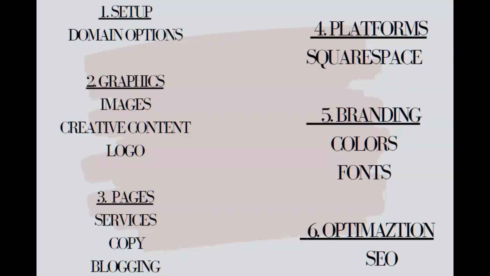Platforms is a category. I had Squarespace. That's the platform that I was using. Branding, colors and fonts went under there. Optimization, SEO went under there. So you kind of see, you got your categories and you're putting all those little things into those categories. You can have 5 categories, you could have 10 categories, you could have more, you could have less. Whatever it is, you're going to make a course out of that. And so making sure that you have enough just to get the end result is all that matters.